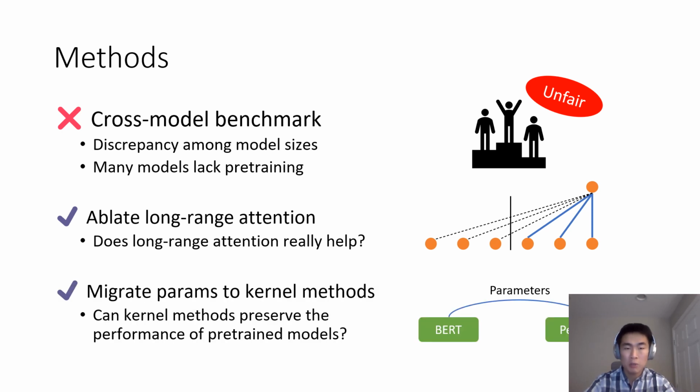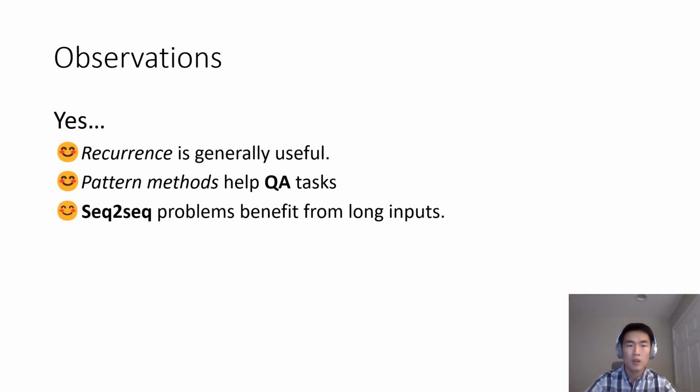Some models do not provide any pre-trained checkpoints, for example, the kernel methods. So we try to migrate parameters from a pre-trained model to them, and see if they can preserve the performance of the original model. We have some observations. Some of them are consistent with their papers.